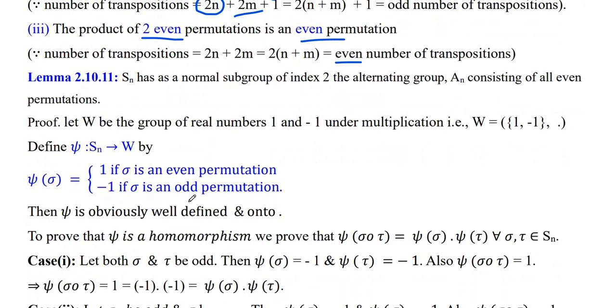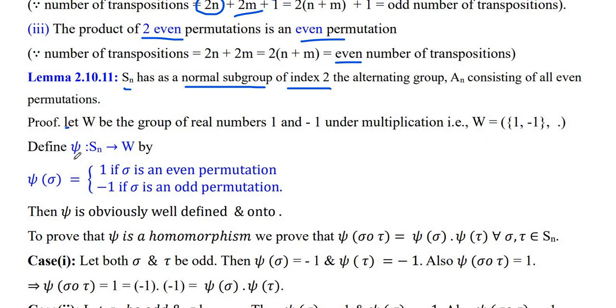Now we have the last lemma of the section. Sn has as a normal subgroup of index 2 the alternating group, namely An, where this An consists of all even permutations. Now for this we shall consider W to be the group of real numbers 1 and minus 1 under multiplication, that is W is this.